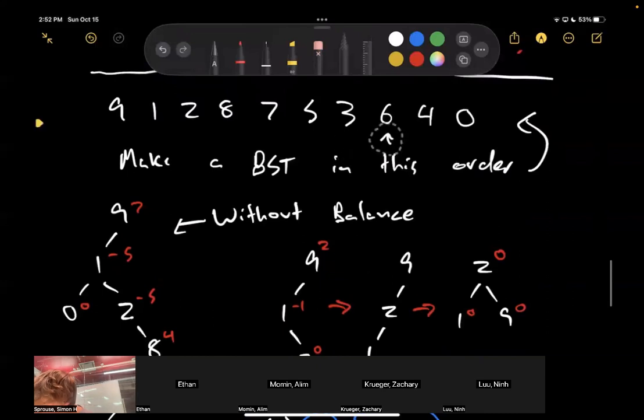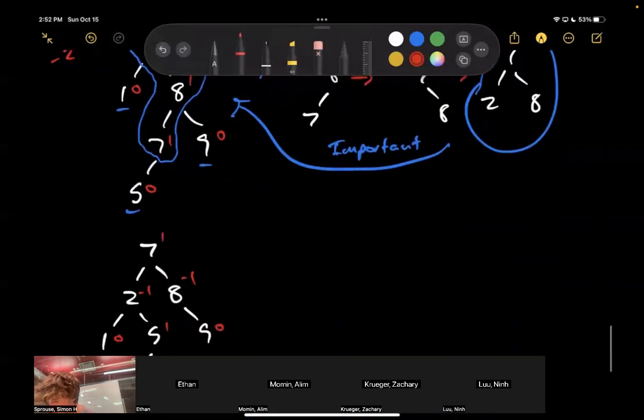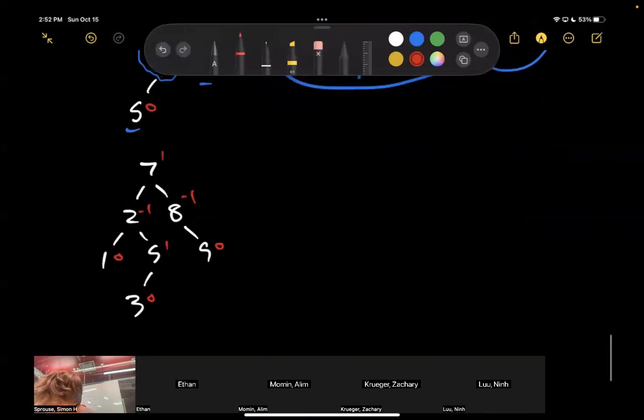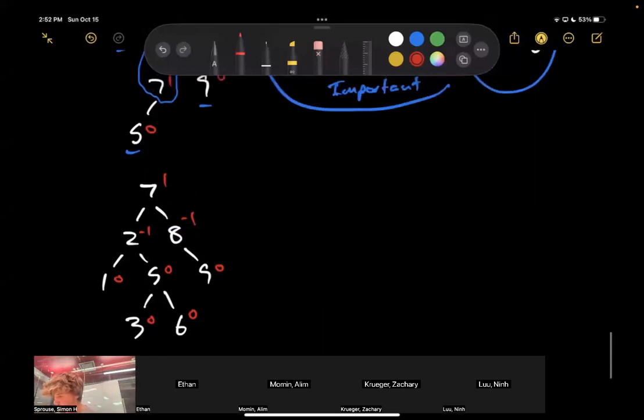Let's add 6. So now we're adding 6 to the tree, which should be here, I think. And now we're going to have to recompute these. So 6 is going to have balance factor 0. 1. Okay, so still balanced. We're still good. We still didn't blow it up.